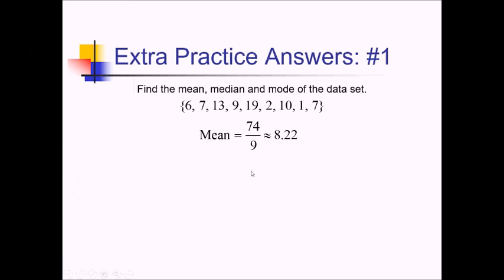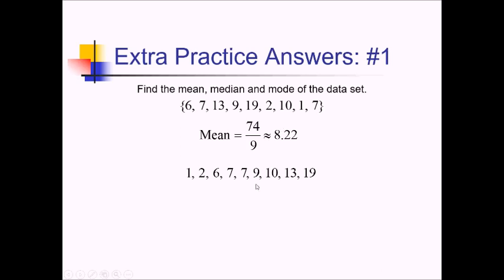Now for the median, we have to put these in order and then pick the middle value. So just sorting them now, we've got 1 as the smallest number. After that we have a 2. And the next smallest one after that is a 6. We've got a 7 and actually another 7 over here. So now we also have a 9. And it looks like a 10 comes after that. And what else is left over? We've got a 13 and a 19.